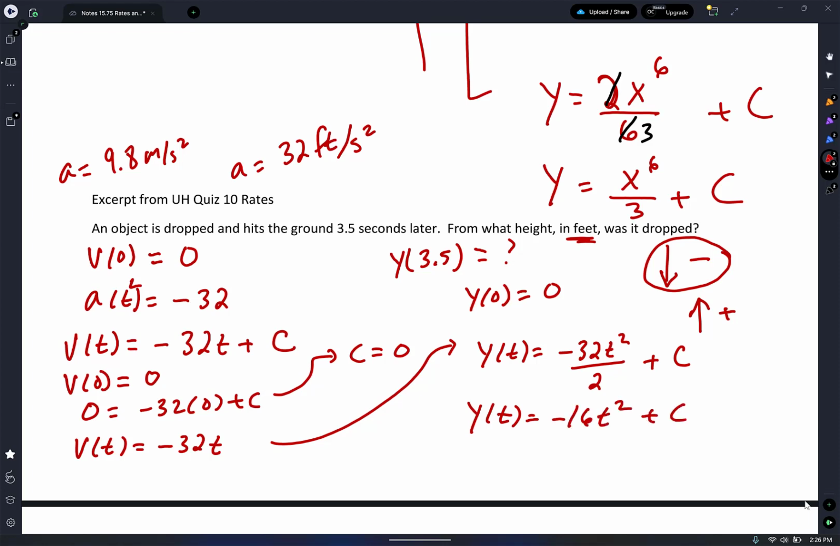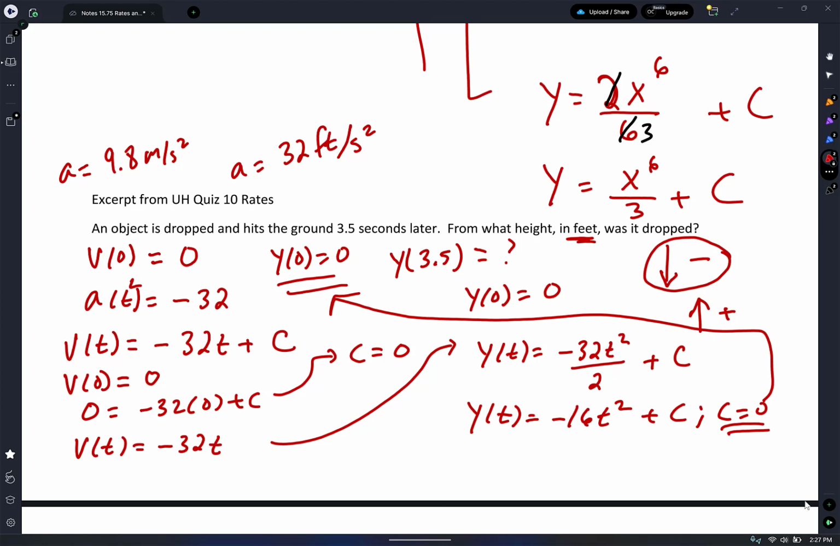And I know that y of 0 is 0. Chav, how do you know that? Because when I dropped it, that's my reference point. I haven't traveled anything. Cool or not cool? All right, so then from there, I know c equals 0. But make sure we know why. I don't want you to be a robot. It's 0 because when I dropped it, you hadn't traveled any distance. Cool? Okay, so here we go.